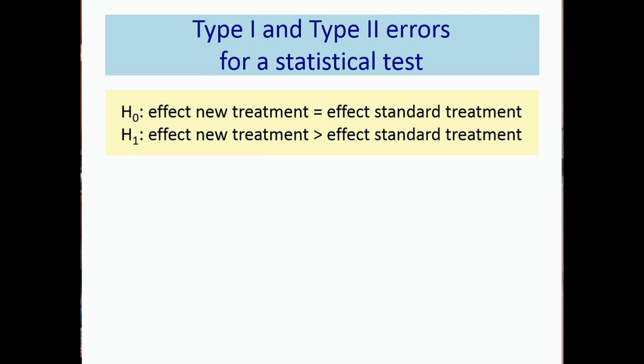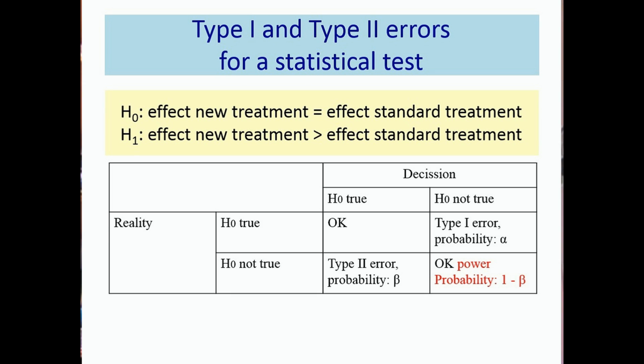When we perform a statistical test, only 4 situations can occur. In reality, the null hypothesis is true, or the null hypothesis is not true. For example, the null hypothesis states that the effect of a new treatment is equal to the effect of a standard treatment. The alternative hypothesis states that the effect of the new treatment is better. We perform a statistical test and we will draw a conclusion in the end. Either we will reject the null hypothesis or we will not reject the null hypothesis. This only gives 4 possible combinations as shown in the table.